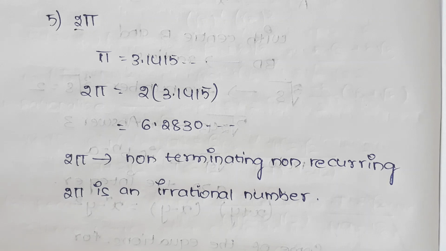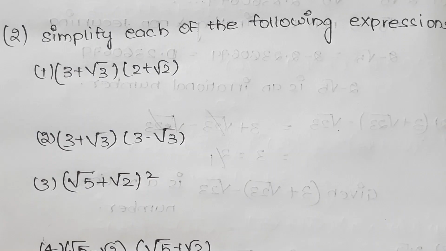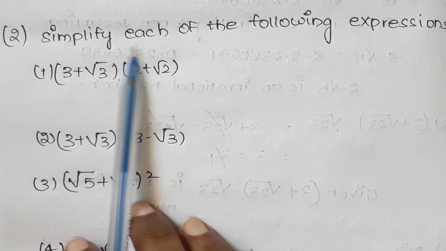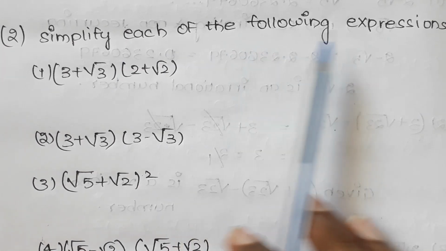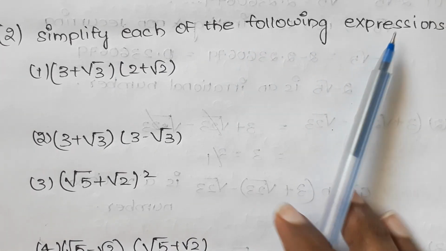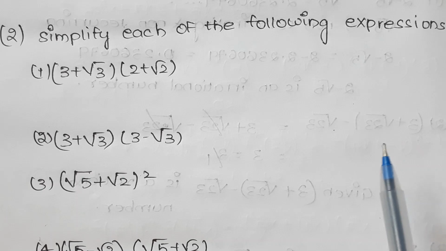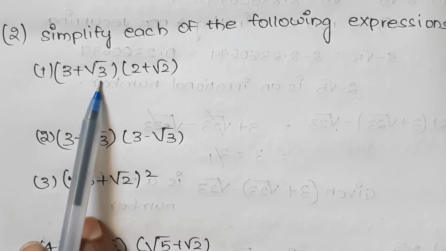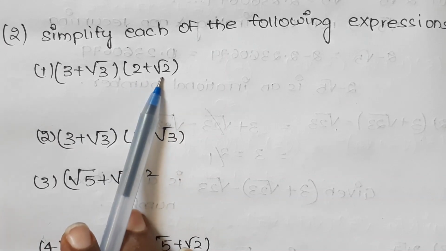Now let us see the second question. And here is the second question, that is simplify each of the following expressions. They have given some expressions and asked to simplify them. Here is the first bit, that is 3 plus root 3 into 2 plus root 2.